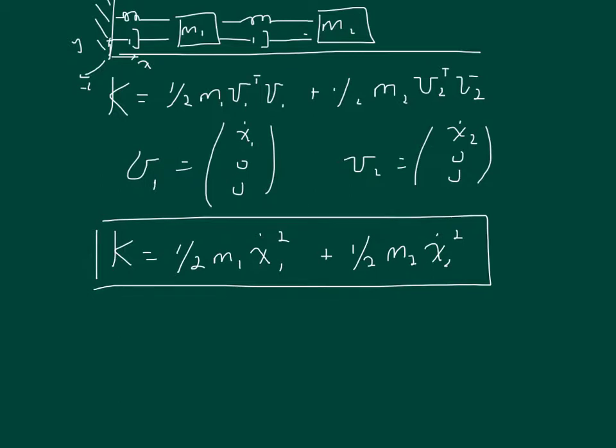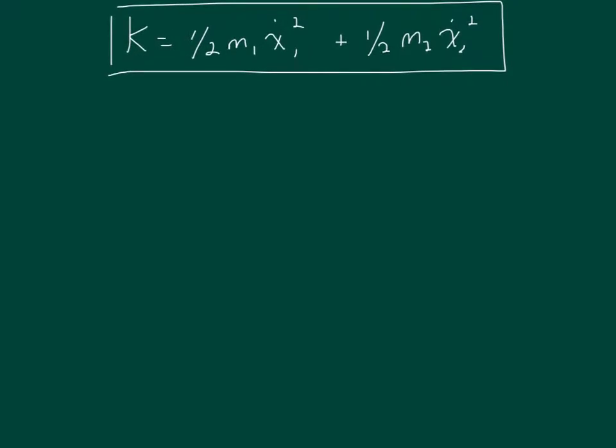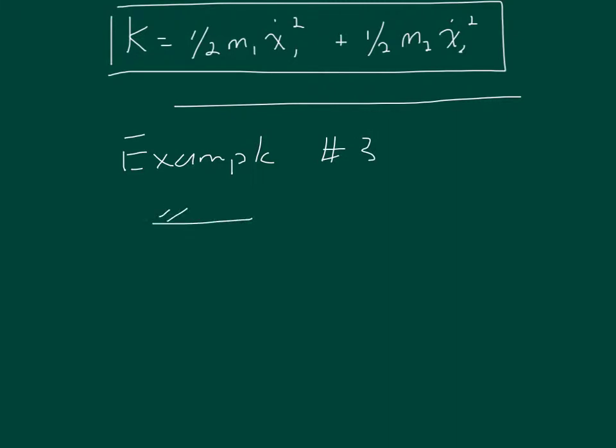Okay, now let's do a slightly more complicated example. So this would be example number 3. Again, we'll do something that's moving in the plane. So in this particular case, let's have a mass of mass M connected by a rod of length L, but the rod will be massless. A massless rod. Okay, and then for the next example, maybe we'll have a rod that has mass.